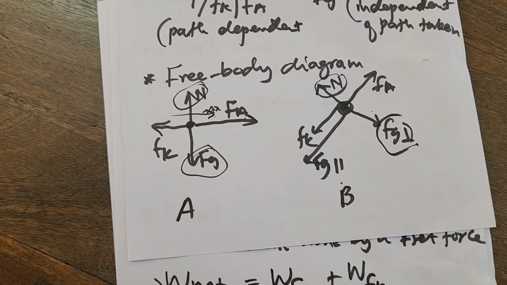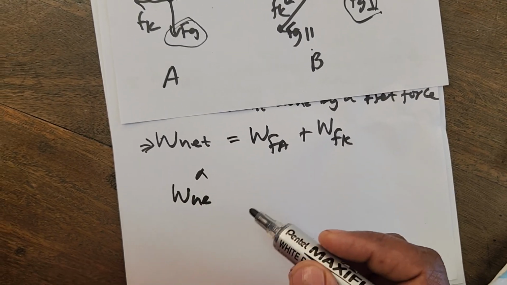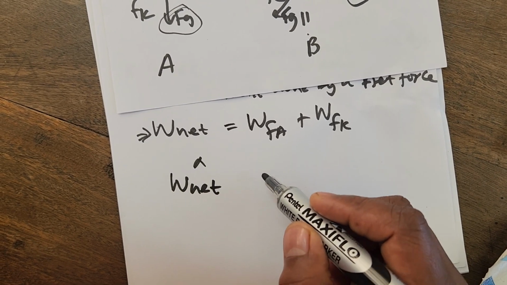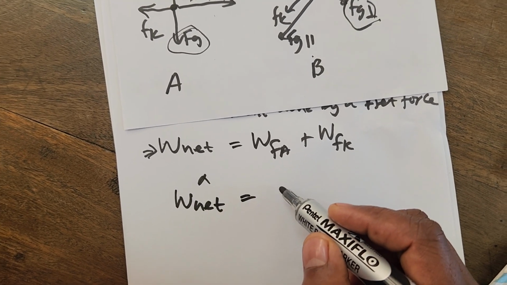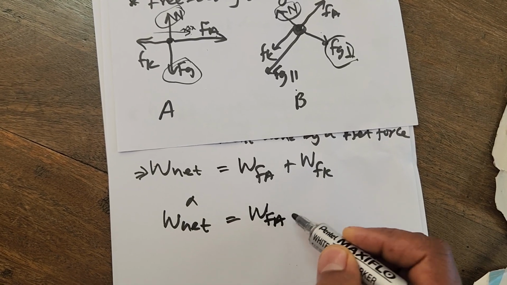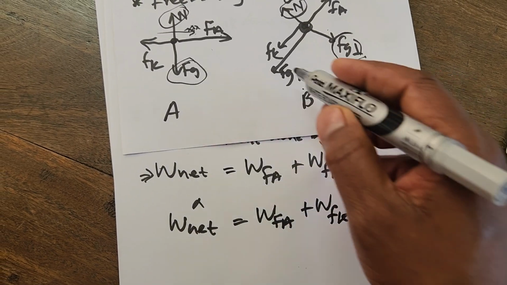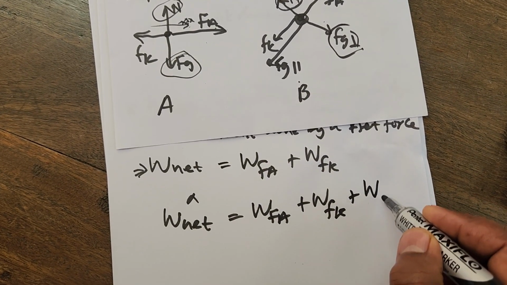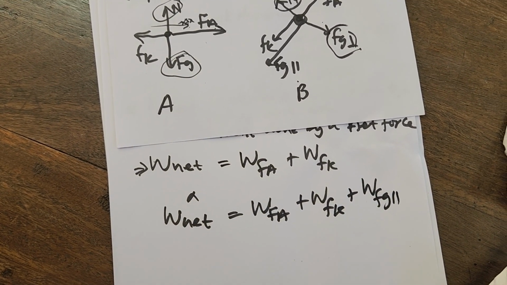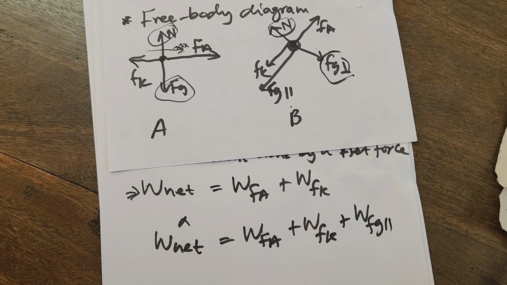This will be the total work done. And in this one, if I'm going to find the net work done, it will be work done by applied force, which is this force, plus work done by friction, plus work done by Fg parallel. So it is very important to know which forces are doing work on the object. It will make this one very easy.